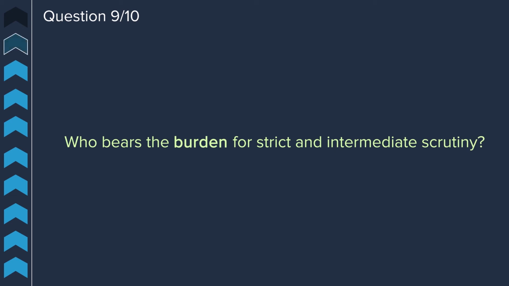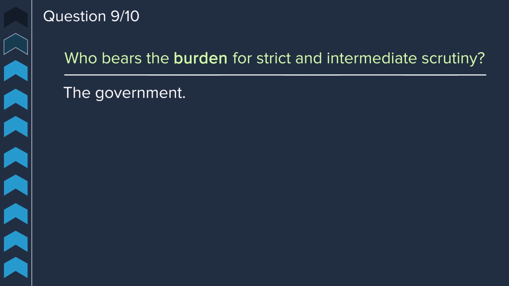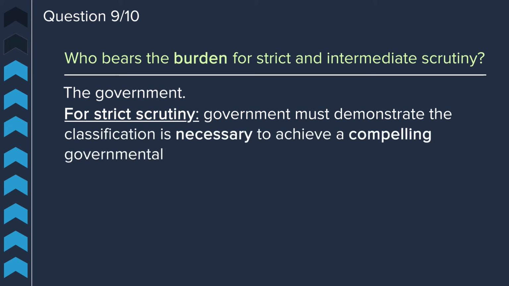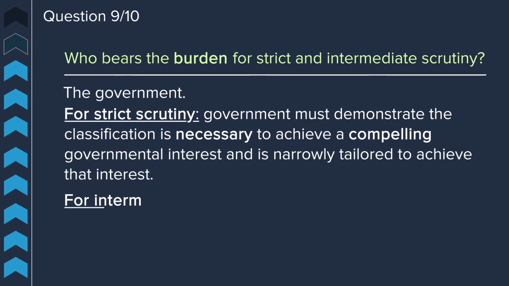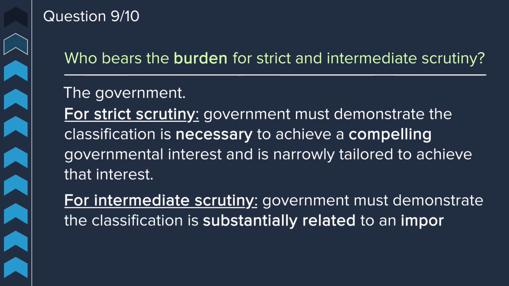Question 9. Who bears the burden for strict and intermediate scrutiny? The government bears the burden for both. For strict scrutiny, the government must demonstrate that the classification is necessary to achieve a compelling governmental interest and is narrowly tailored to achieve that interest. For intermediate scrutiny, the government must demonstrate that the classification is substantially related to an important governmental interest.